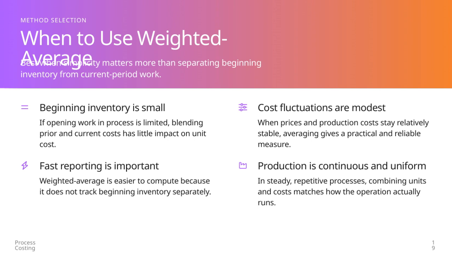Weighted average is also beneficial when fast reporting is important because it simplifies calculations by not tracking beginning inventory separately. This method suits continuous and uniform production processes, especially in steady, repetitive operations where combining units and costs aligns closely with how the production actually runs. Overall, weighted average is best chosen when simplicity matters more than distinguishing the costs of beginning inventory from current work, making it a straightforward and efficient option in many process costing scenarios.